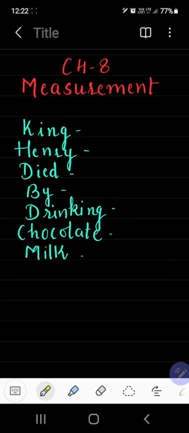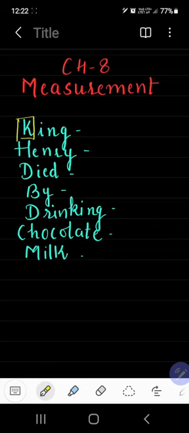The first thing is that you have to learn the statement. The statement is: King Henry died by drinking chocolate milk. So first you will learn this statement, that is, King Henry died by drinking chocolate milk. In this statement, every letter of these words is a prefix of the metric units. How is it? Let's see.